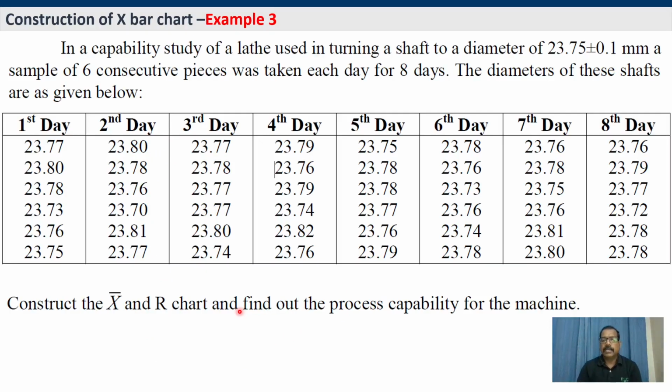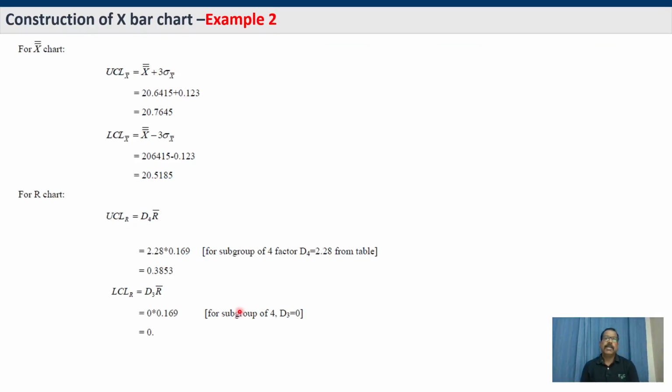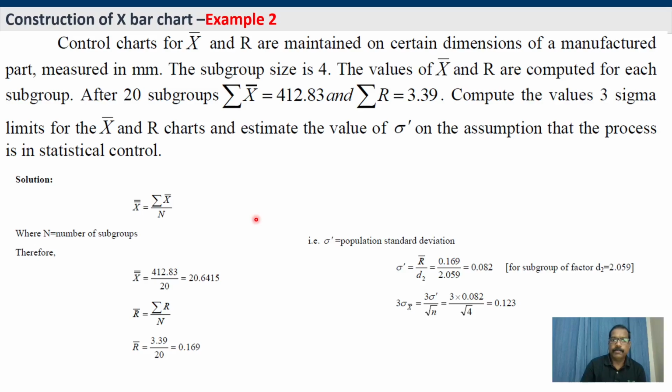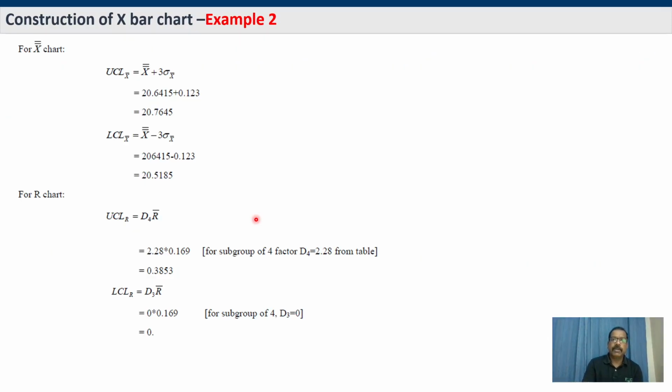Then directly we can draw a plot, because we have the x double bar value. But the data points we don't know. Since we don't have each data point, we can't draw them. The only thing you can draw is the XY axis with the upper control limit, lower control limit, and central line value. You can't draw data points because they have directly given the summation of x bar and summation of r. So this is example number 2.